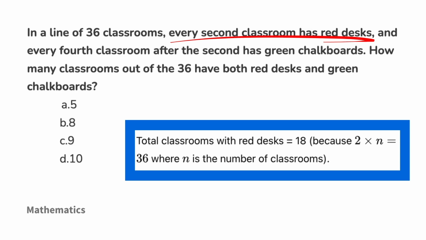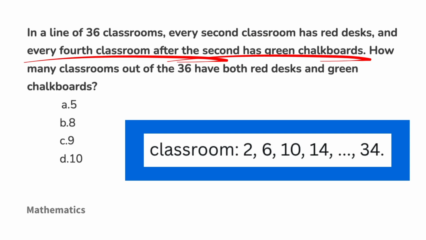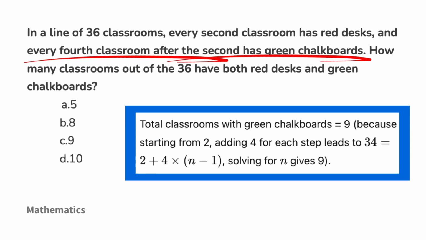Next, we want to identify the classrooms with the green chalkboards. And according to the information provided, every fourth classroom after the second has green chalkboards. This pattern starts from classroom 2 and then adds 4 to each subsequent classroom from 2, 6, 10, 14, and all the way on to 34. And this forms the sequence where each term increases by 4, which helps us see that the total classrooms with green chalkboards is 9, because starting from 2, adding 4 to each step all the way to 34 will provide us with the answer of 9.